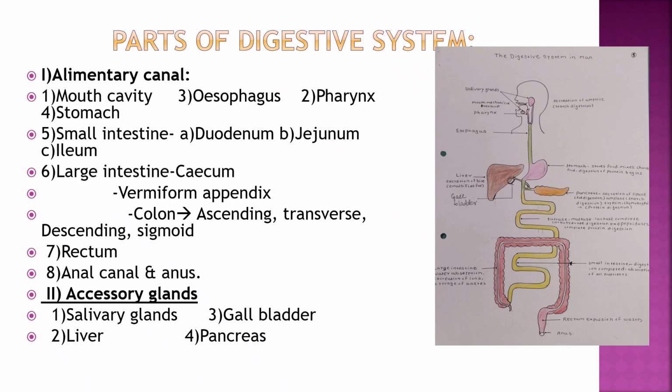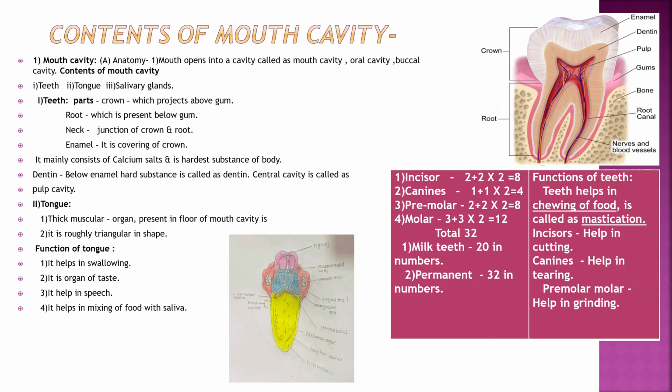The first part is the mouth, which is also called the buccal cavity, which contains the tongue and teeth. The tongue is mainly required for mixing of food with saliva and swallowing. Teeth are required for breaking of the food. In total, adults have 32 teeth, and the types are incisors, canines, premolars and molars.